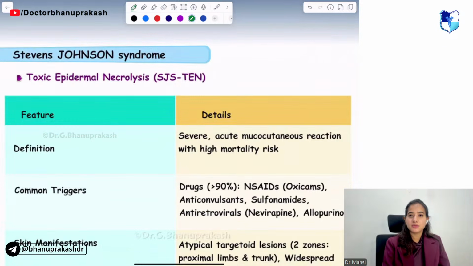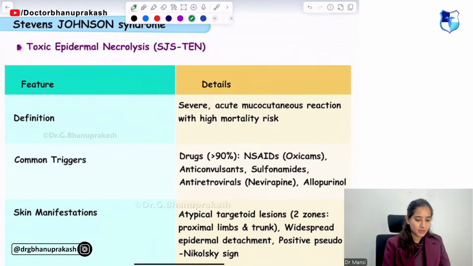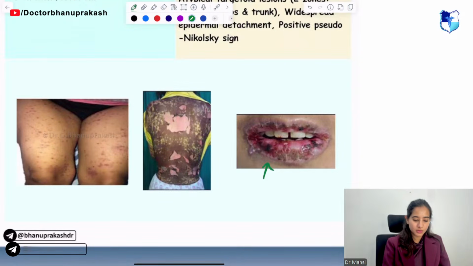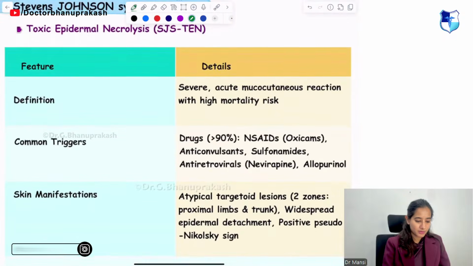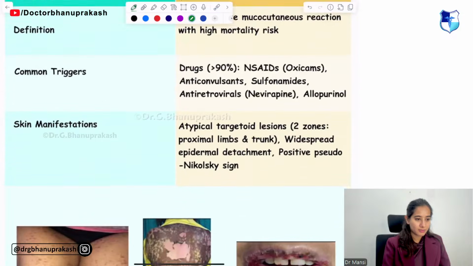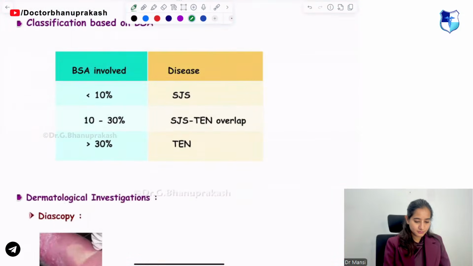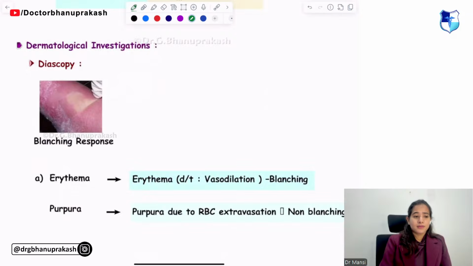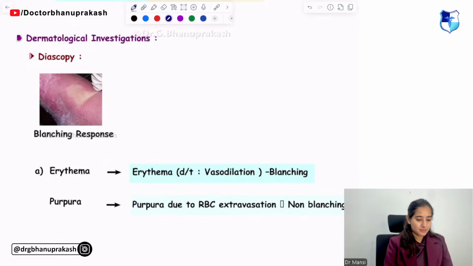Then we move to Stevens-Johnson syndrome and toxic epidermal necrolysis. So this has mucosal involvement, we saw the lentigines and everything. I hope you remember, right? Anyone who remembers this? Are you people able to keep up with the pace of the class? So let us move to the more important condition right now.